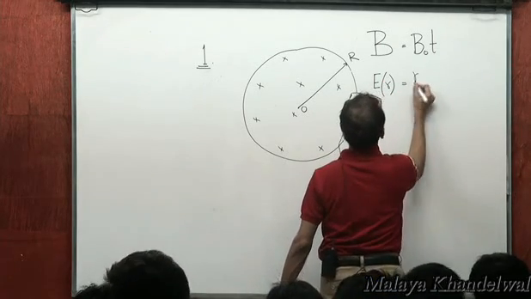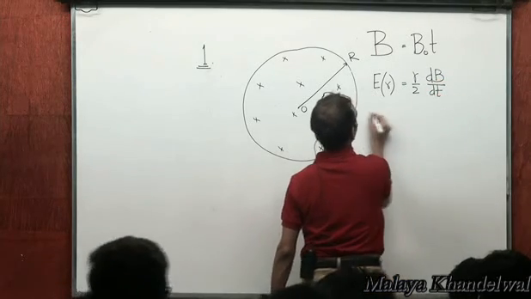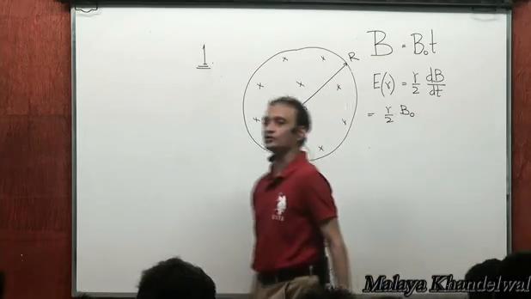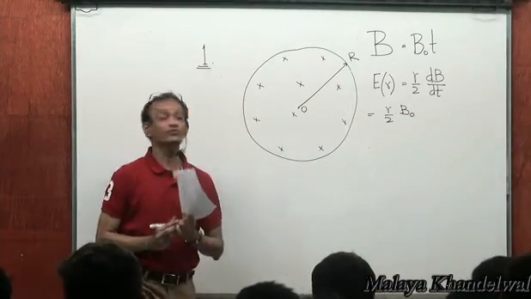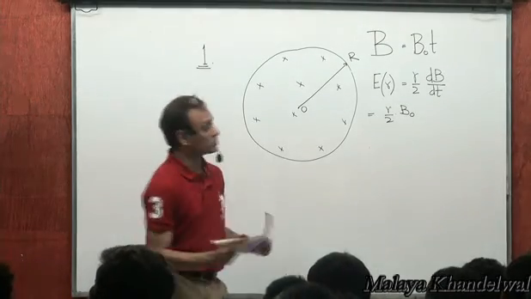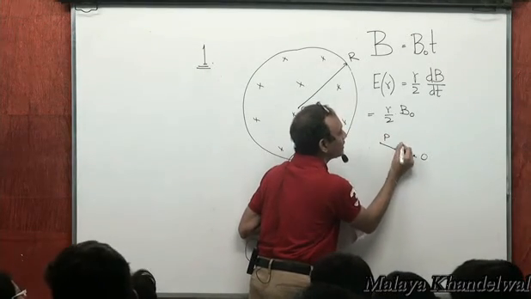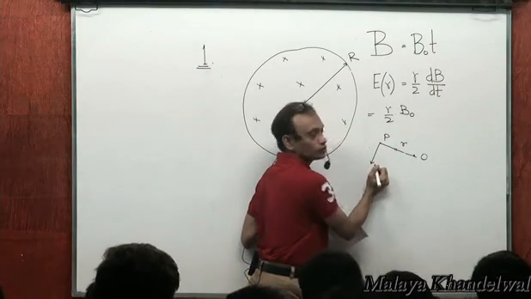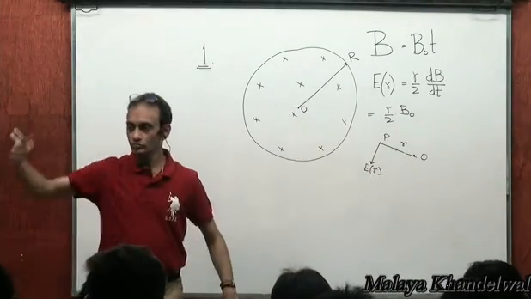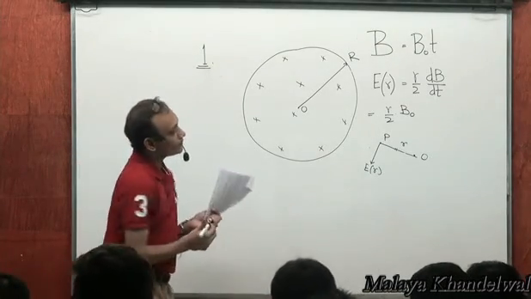is going to be given by r by 2 dB/dt, which is r by 2 B naught. That's the electric field at a distance small r, and it will be perpendicular. So if O is the center and I take a point P at a distance small r, then the electric field will be perpendicular to the radius at that point, of magnitude B naught r by 2, anywhere in this region at a distance small r from the center of the symmetric region. Clear?